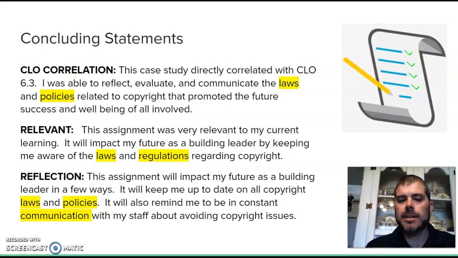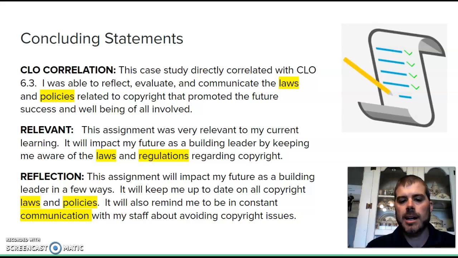Here are my concluding statements. The CLO correlation. This case study directly correlated with CLO 6.3. I was able to reflect, evaluate, and communicate the laws and policies related to copyright that promoted the future success and well-being of all involved. Relevant. This assignment was very relevant to my current learning. It will impact my future as a building leader by keeping me aware of the laws and regulations regarding copyright.